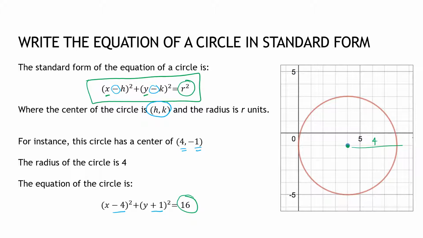So the equation of this particular circle, because the center is at 4, negative 1 with a radius of 4 units, I would take x minus the x coordinate, quantity squared, plus y minus the y coordinate, so y minus negative 1 made it plus, and then equals the radius, which is 4, squared.